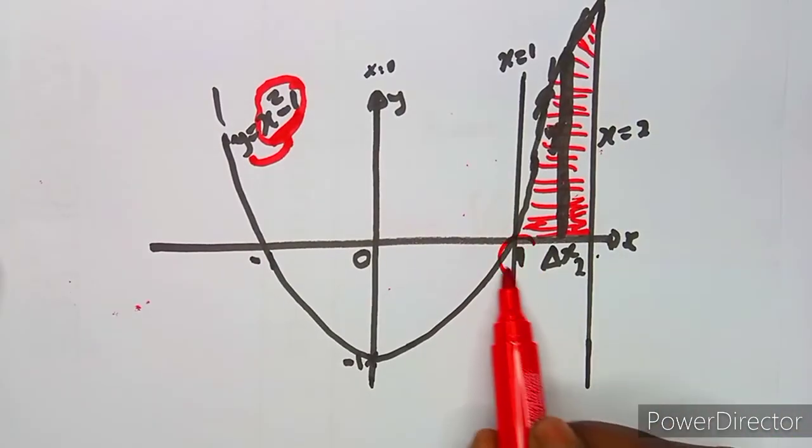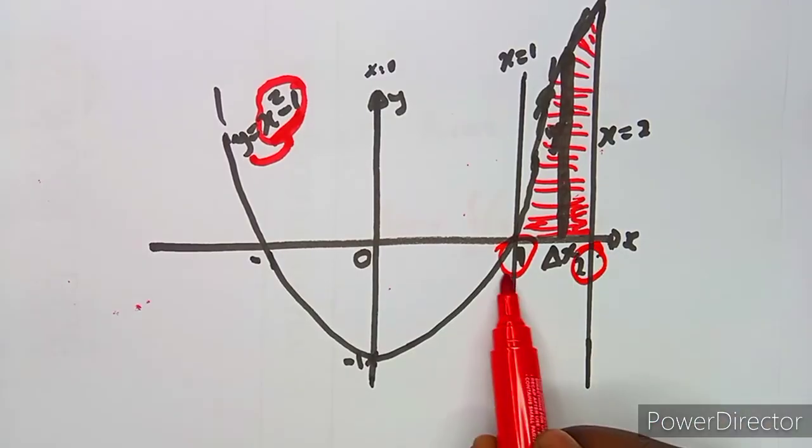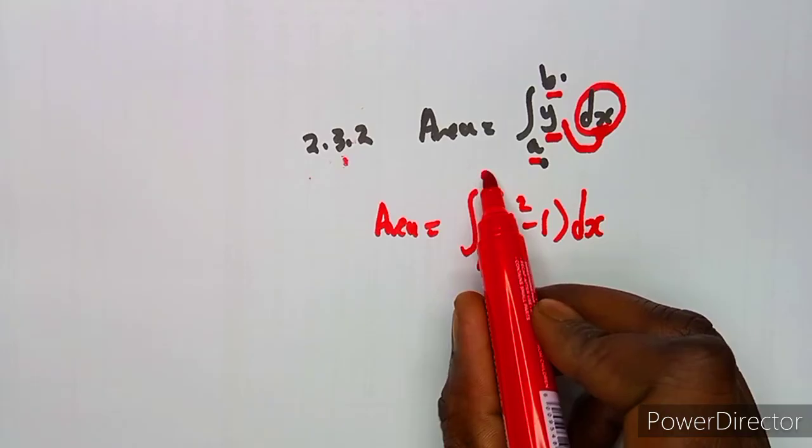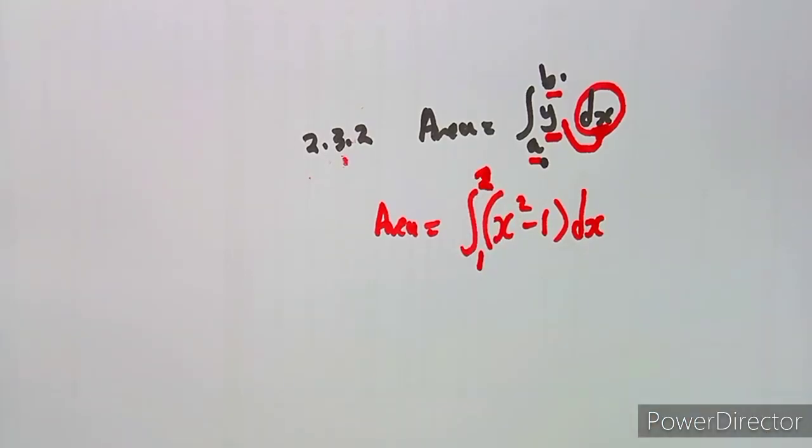This area is bounded here between 1 and 2. So these are the limits: 1 is the lower limit, 2 is the upper limit. So that is your area. Area simply means integration, guys.